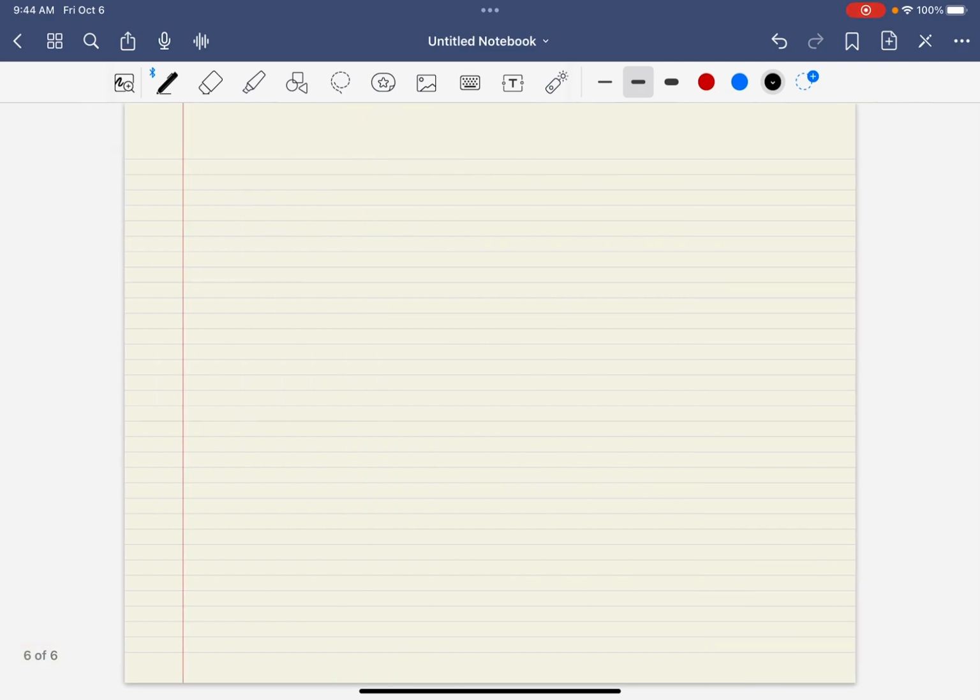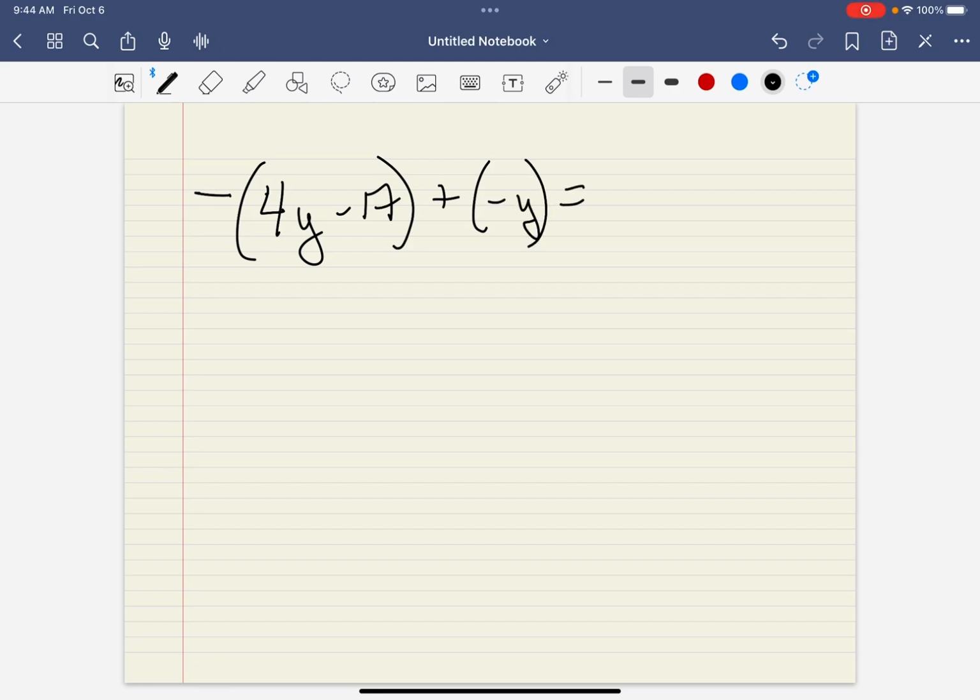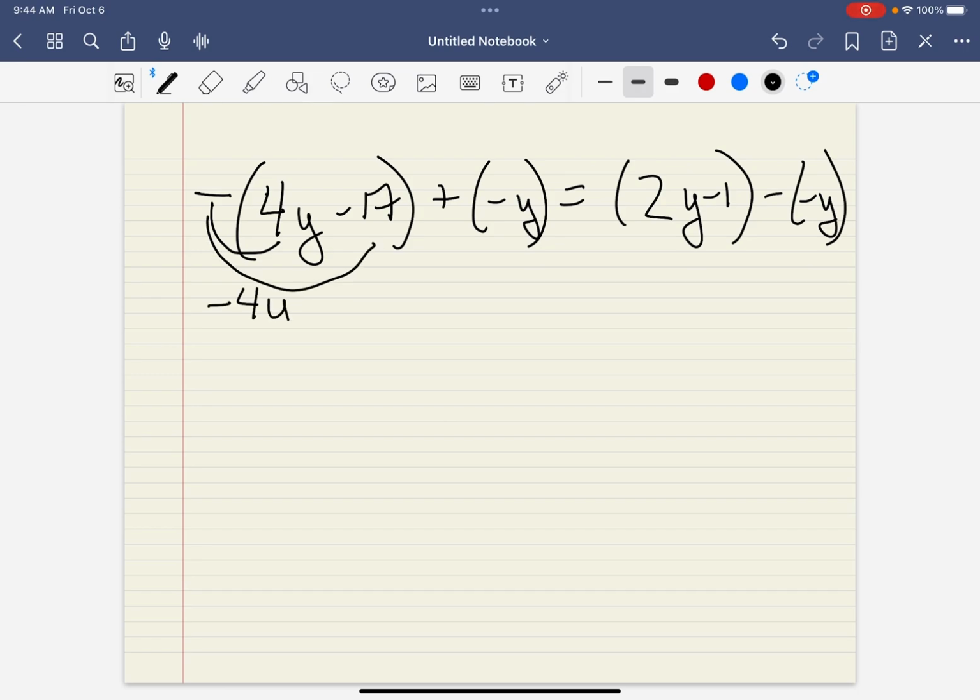Alright, last one. We have a minus in front of the parentheses, minus 4y minus 17, and then plus a negative y equals 2y minus 1 minus a minus y. So this negative is going to change the signs of both of these. So that's going to become minus 4y plus 17.